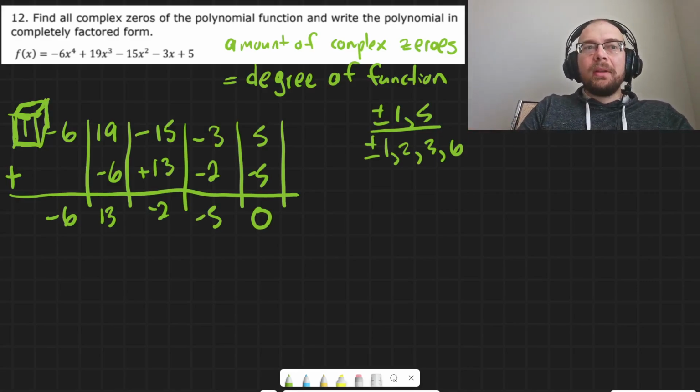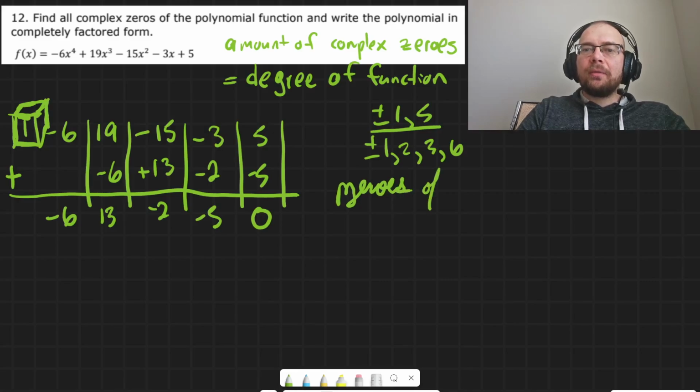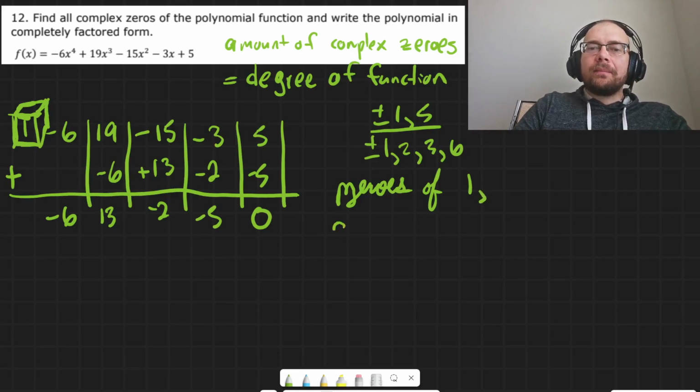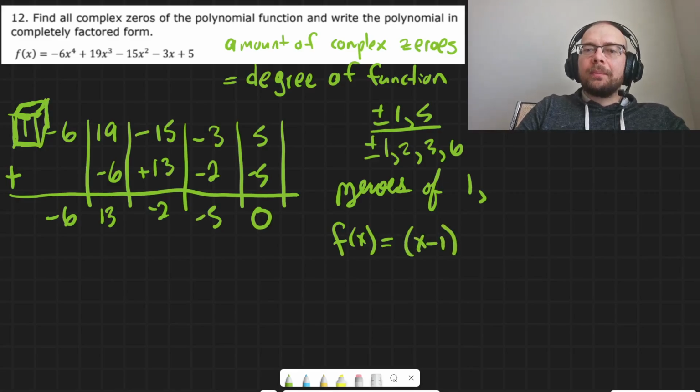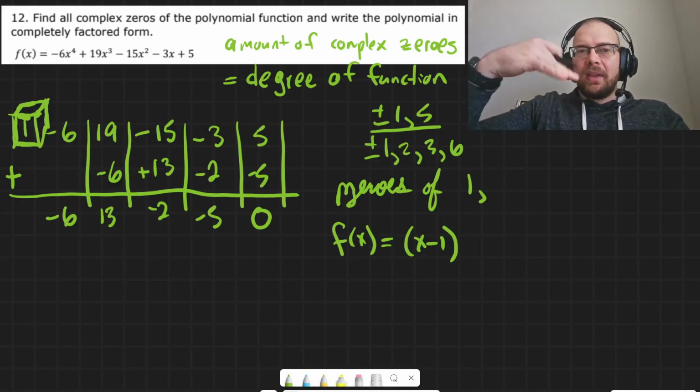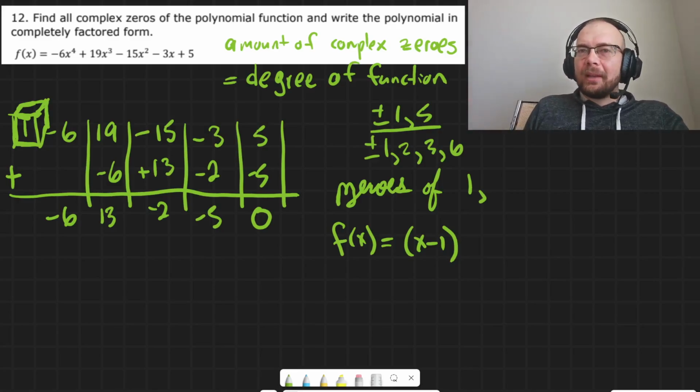So it says write the polynomial in completely factored form. So let's get a list of these zeros. So far we've got a zero of 1, which would be f of x equals, and then we'll have an x minus 1. Rather than just doing synthetic over and over and over again, let's pause each time and celebrate our wins. So we've got a 0 of 1 so far, which would be an x minus 1 in factored form.